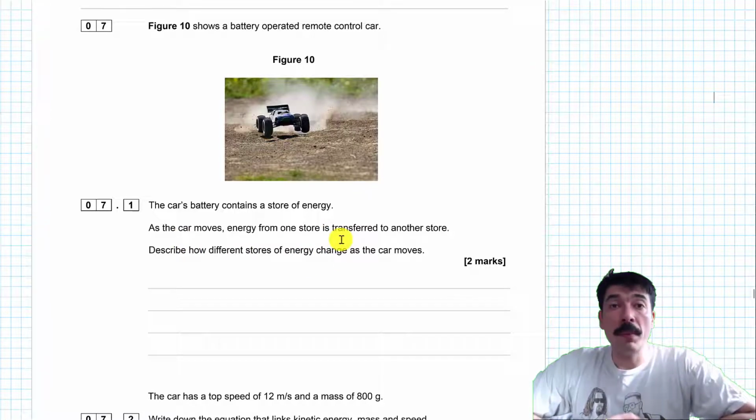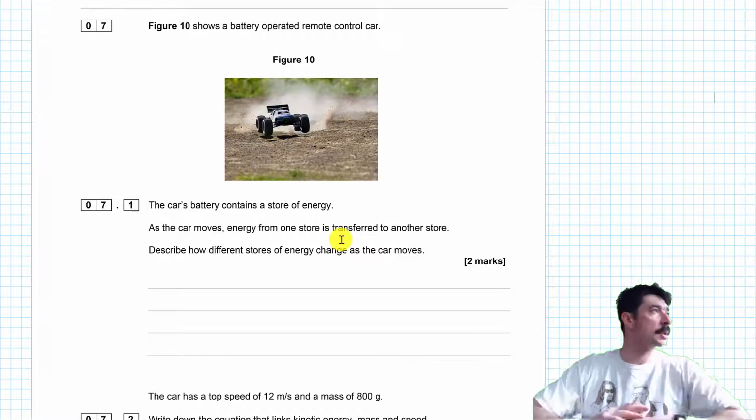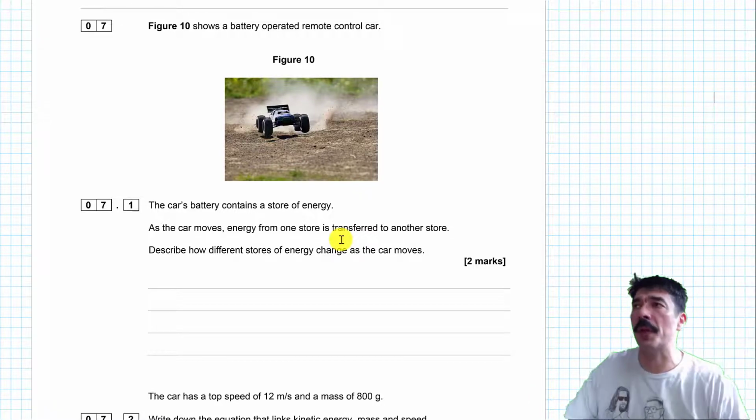Okay, so when we're talking about stores of energy, it's good to remember the definition of energy. Energy is the ability to do work, and work is defined as force times displacement. So that's what energy is, and then the key rule about energy is that energy cannot be created or destroyed. It can only change form, or be transferred from one form to another.